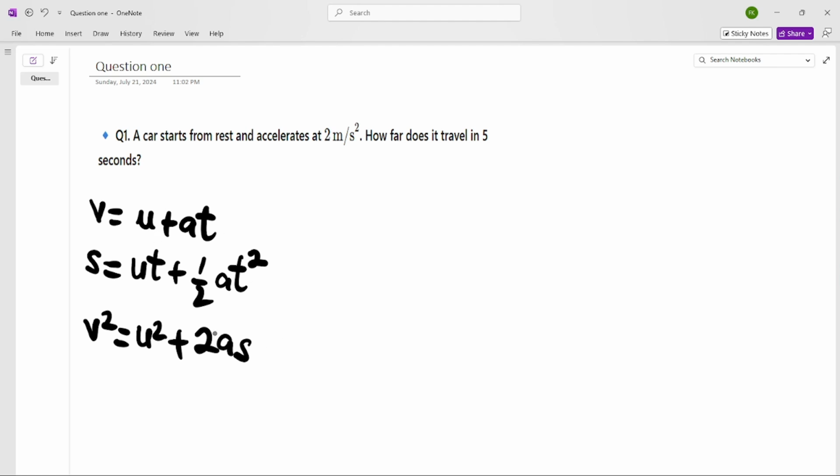Now we are going to use these equations to solve the question. So when you are reading a question, you note down the parameters. The parameters are the key values that you need to do your operations. So they say a car starts from rest. Whenever something starts from rest, it means it was not initially moving, meaning initially it did not have any velocity. So the initial velocity u is 0 meters per second. Whenever it's starting from rest, initial velocity is always 0.